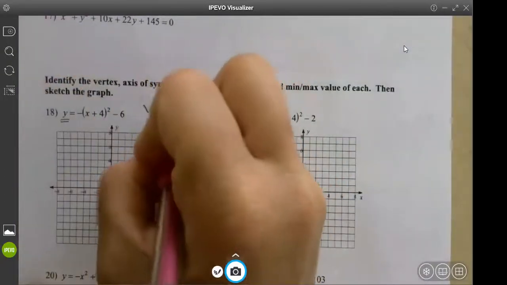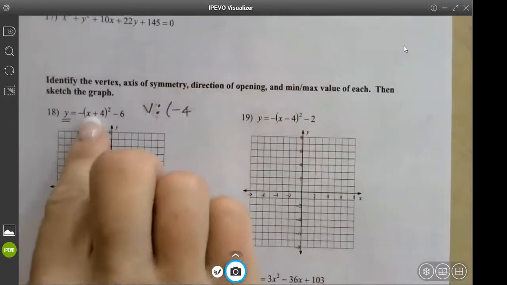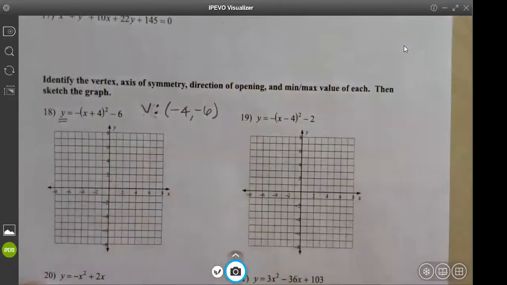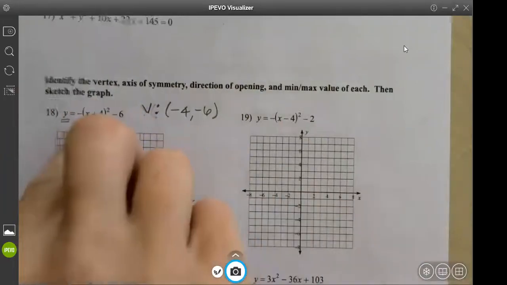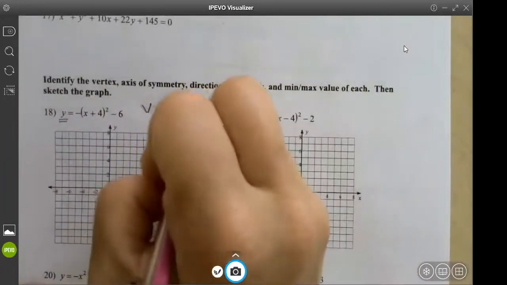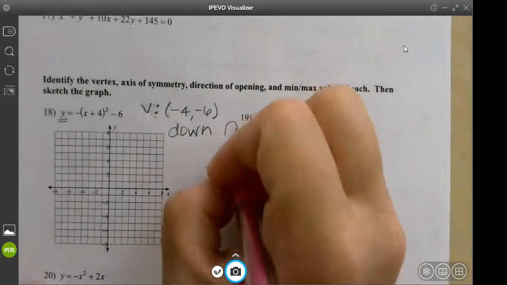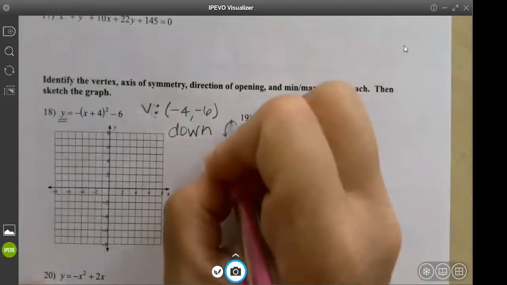Yeah, you just go in order, change the sign. This is x, change your sign to -4 and -6. Which way does it open? Down because it's a negative and it's y equals. Remember, y opens up or down. So it looks like this.